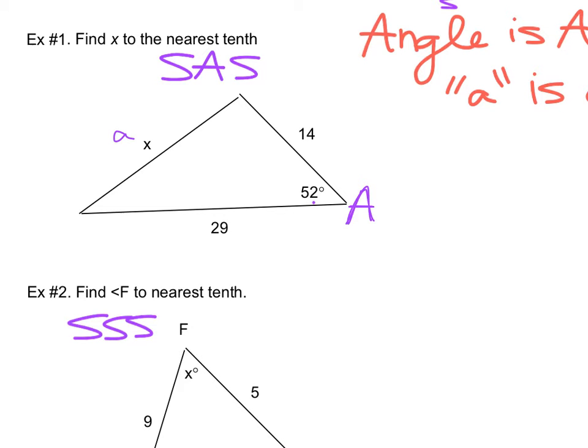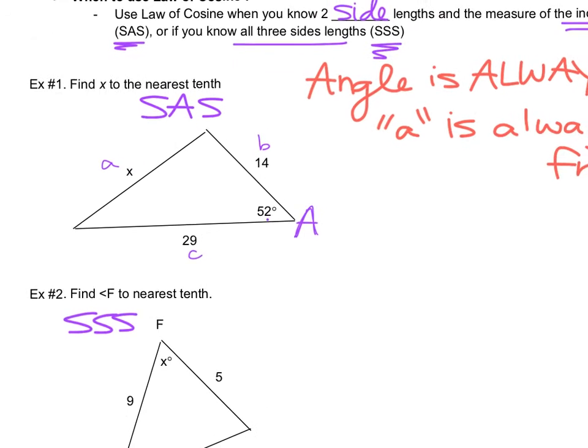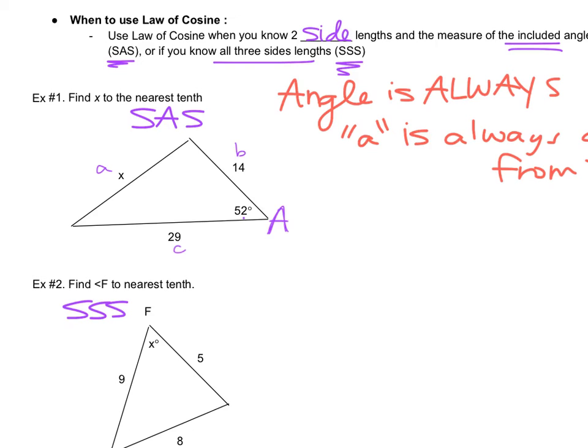14 or 29, it does not matter. So if we call this B, then we're going to call this C. Vice versa is fine as well. CB, BC. That is the only hard part about this problem. The rest of it is now take the formula that we know and plug it in. So I'm going to rewrite the formula here just so you can see that I'm plugging it straight into that formula. The formula is a squared equals b squared plus c squared minus 2bc cosine A.